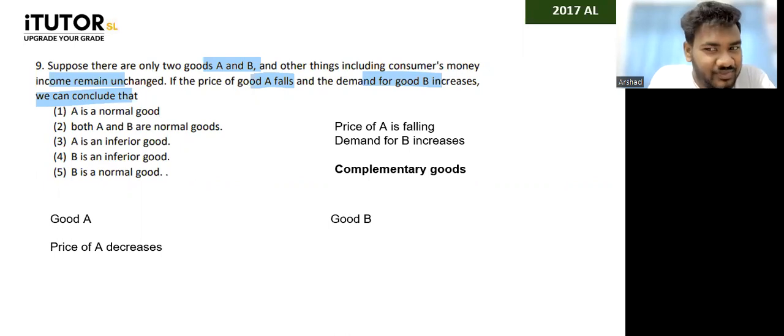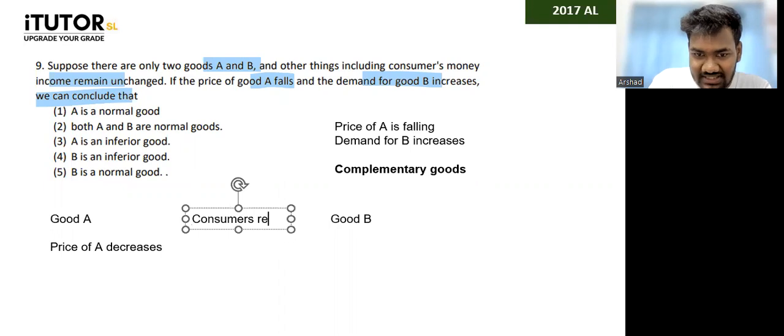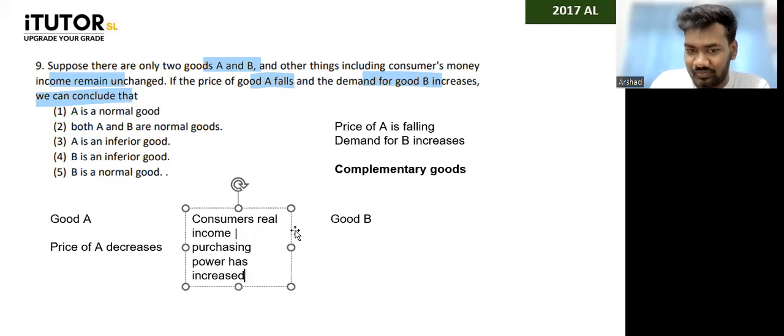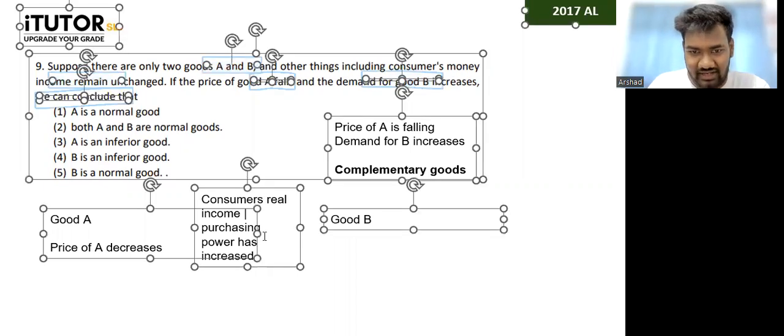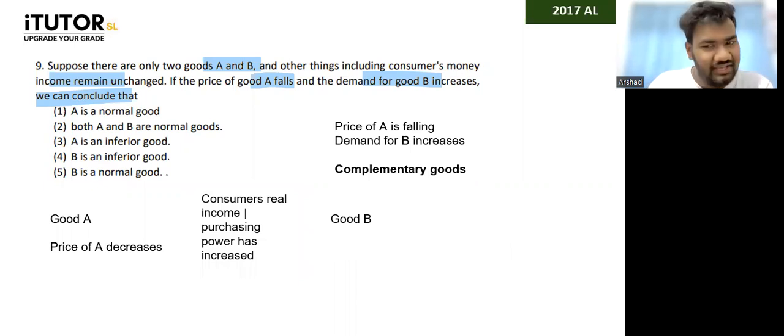What can you say? Overall, the consumer's real income, or in other words, his purchasing power has increased. Do you all agree with me that the price of A has gone down? So the consumer is buying A and B both, right? His money income, his salary has not changed, right? A has become cheap, so now he has more purchasing power. This has gone up, right? So now, guys, based on the relationship between this real income and demand, you can say whether it's a normal good or an inferior good.